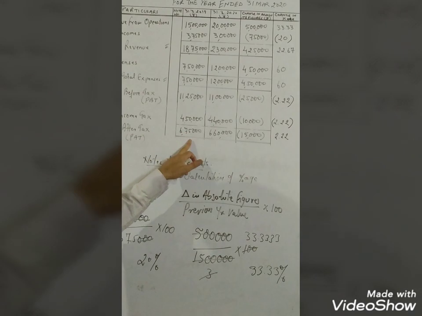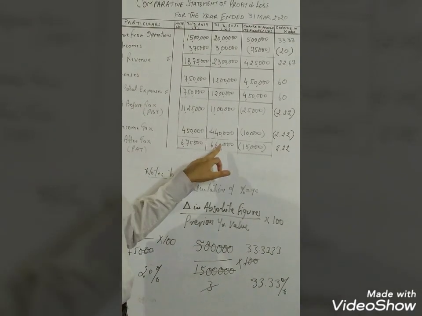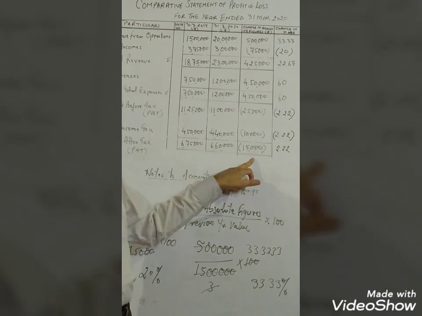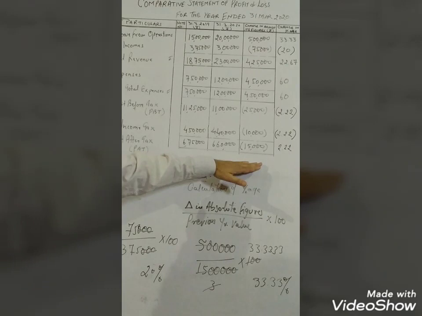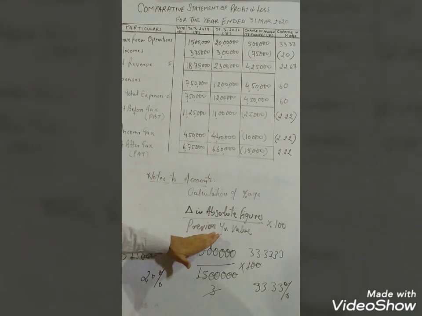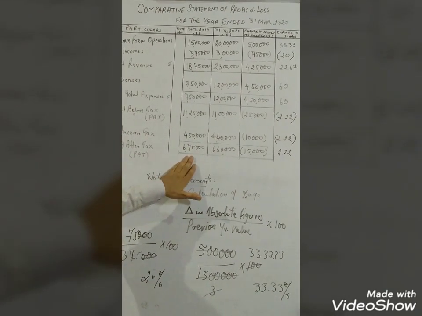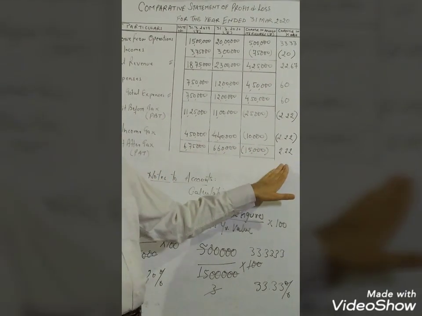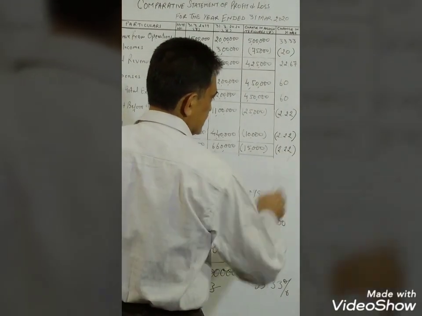Similarly, from 6 lakh 75,000 profit after tax for the year 2019 to 6 lakh 60,000, there is a decrease of rupees 15,000. Again, this decrease will be converted into percentage by applying the same formula: 15,000 divided by 6 lakh 75,000 multiplied by 100 to arrive at 2.22%. Now this again will be shown within brackets.